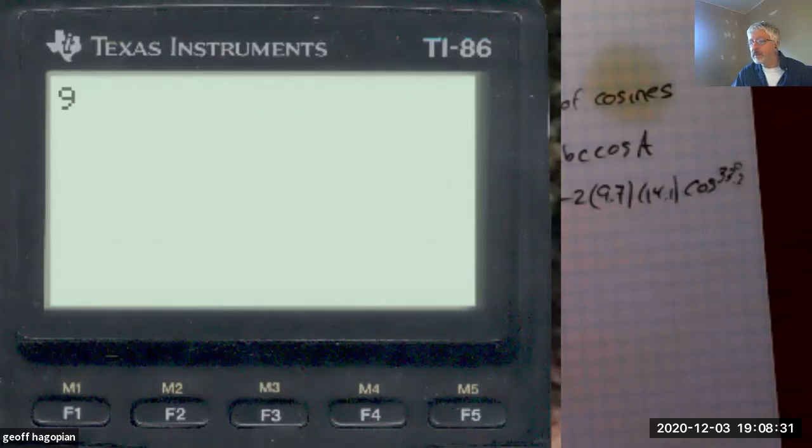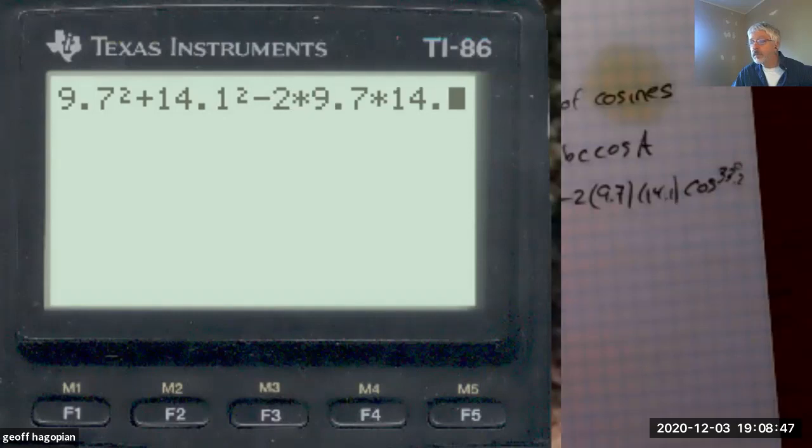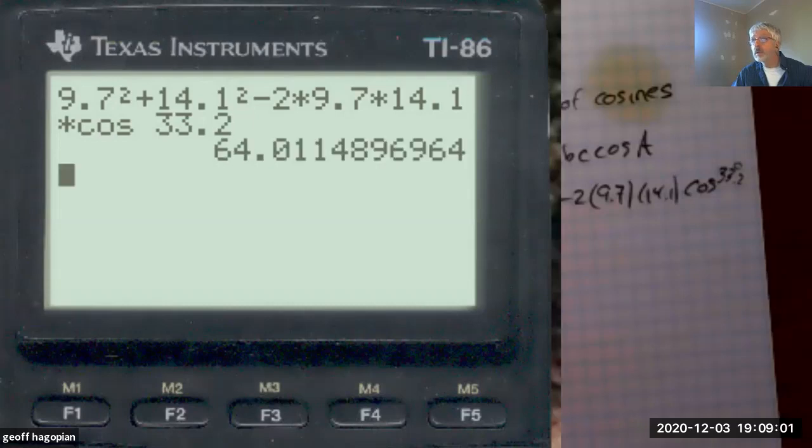Okay, so 9.7 squared plus 14.1, I believe it is. Yep. Minus 2 times 9.7 times 14.1 times the cosine of 33.2. Okay, so that's going to be the square of A. So if we want A, we're going to take its square root.